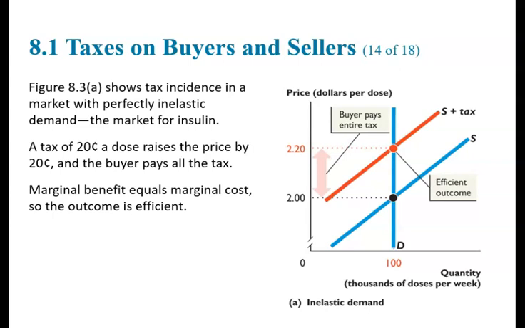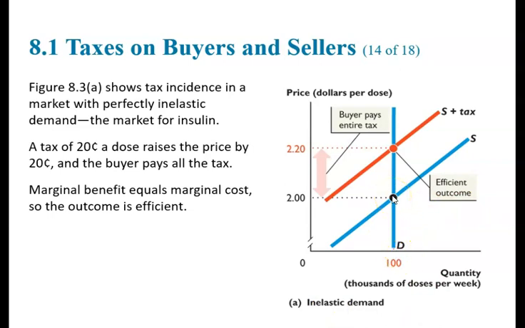So first we will take a look at the case of perfectly inelastic demand. So let's suppose you are looking at the market for insulin. So the market for insulin, first of all, will have a perfectly inelastic demand, because whoever requires insulin needs it no matter what the price of the insulin is. So if a tax of 20 cents a dose is imposed in the market for insulin, it will raise the price paid by the buyers by 20 cents.